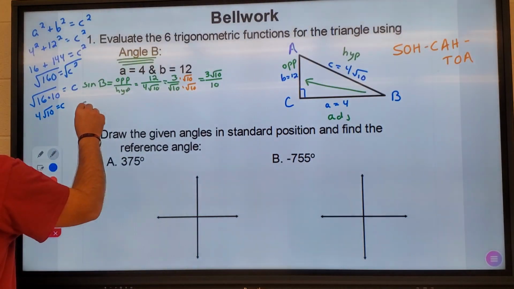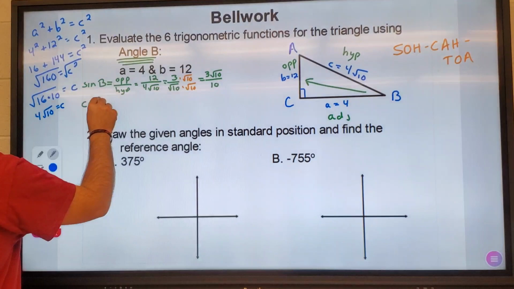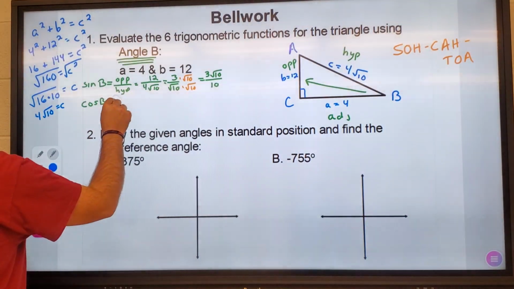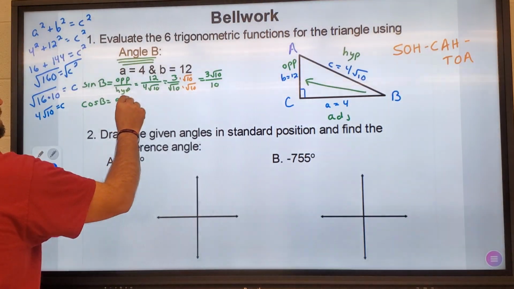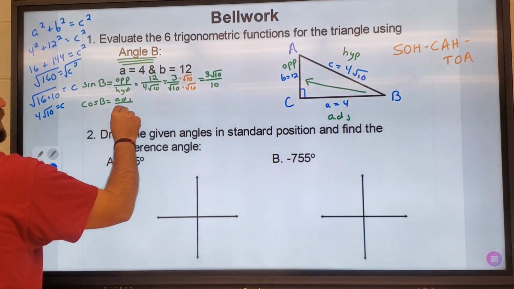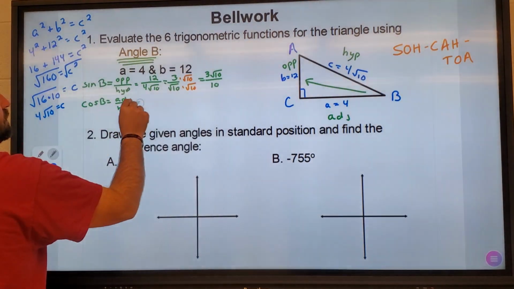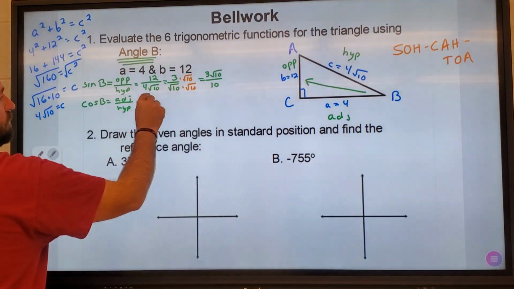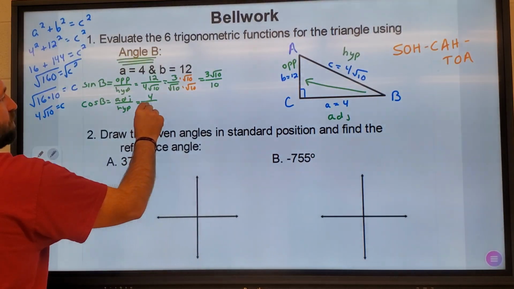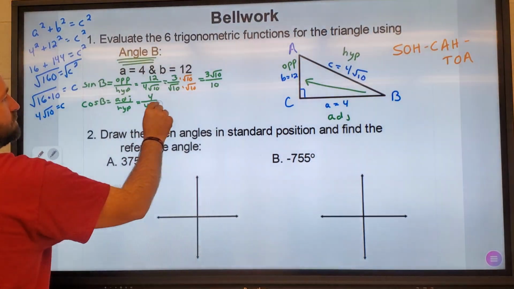Cosine of b now is the adjacent, okay, CAH, adjacent, divided by the hypotenuse. That is 4 divided by 4 square root of 10.